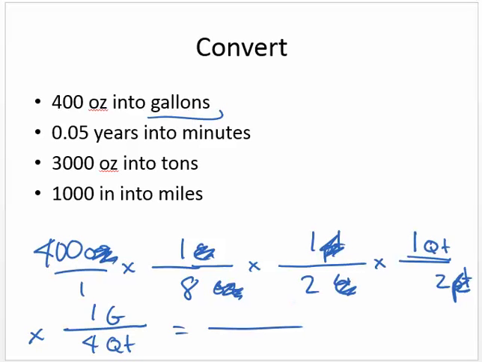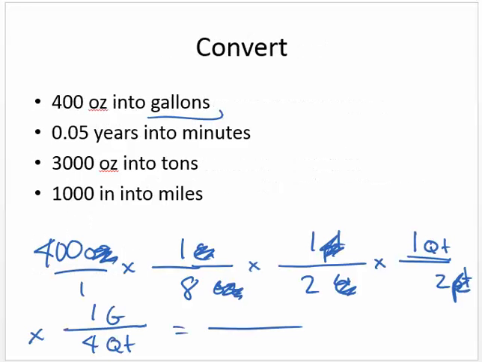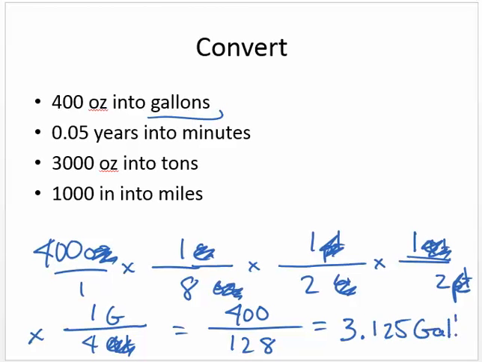Now it comes time to do our next steps. We did the first one. We did the second one. The third step is to multiply across and then divide. I multiplied across and got 400. Multiplied across on the bottom and got 128. Now I'm going to do my fourth step, and that's divide. So I get an answer of 3.125 gallons.